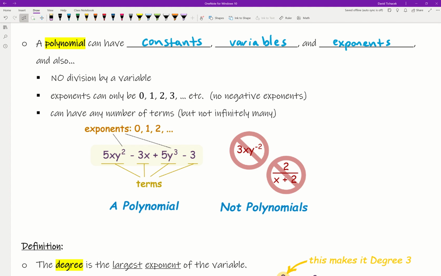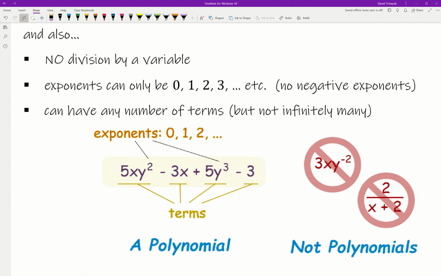Okay. So a couple of things about what polynomials are not. You will not see any division by a variable. The exponents that you see in the polynomial only can be integers, so any number from 0 to all your counting numbers, basically. And then it says here that you can only have a finite number of terms. You can only have a certain number of terms. You can't have infinitely many, okay?